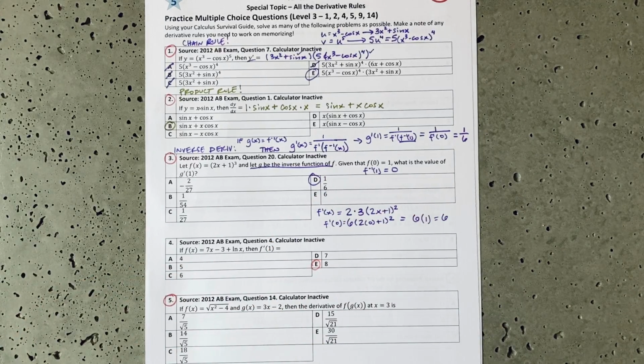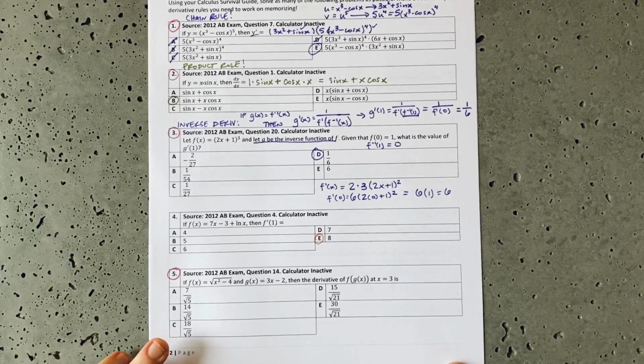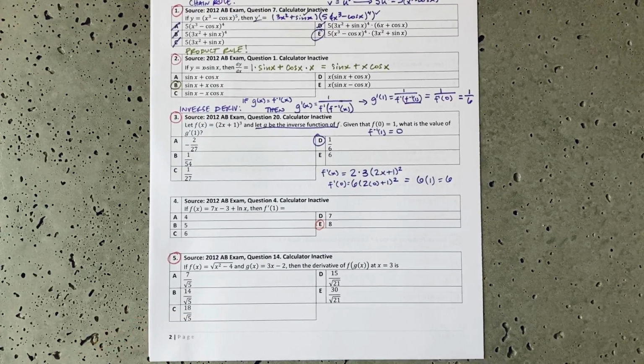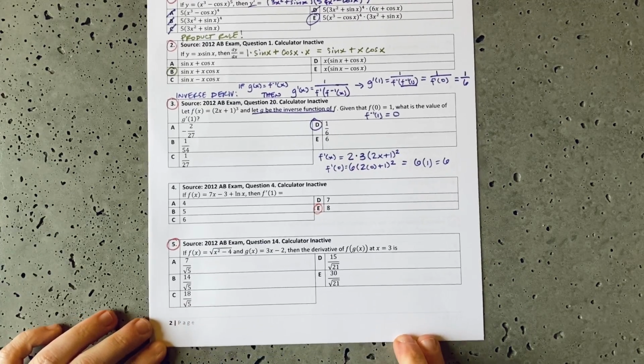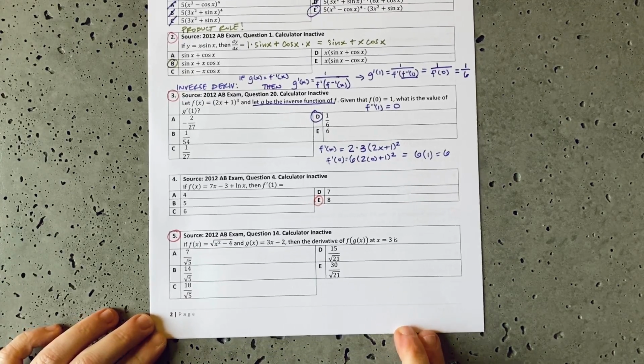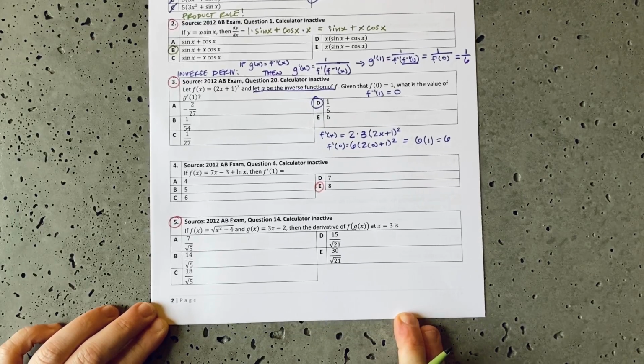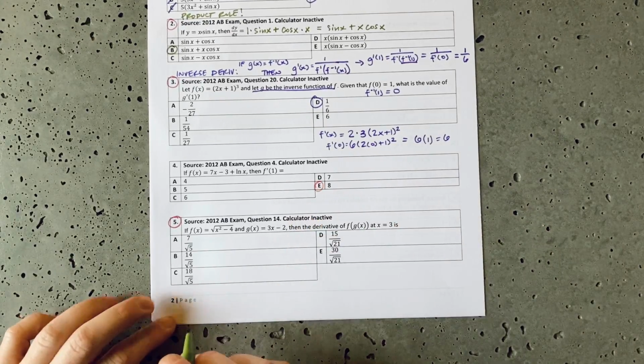We are going to skip number 4 because it's not super difficult. You just need to know your derivative rules. Let's go to number 5. For number 4, the answer is E.